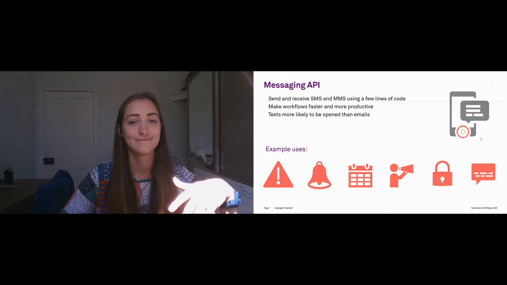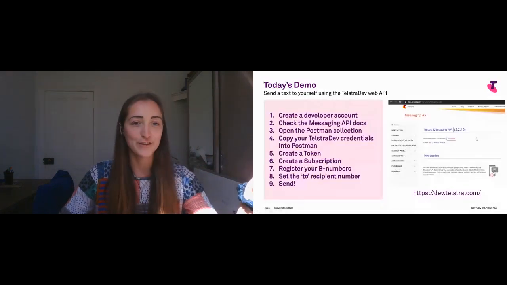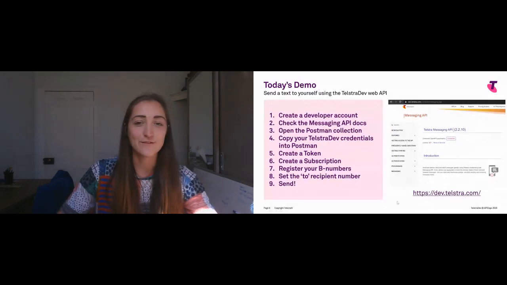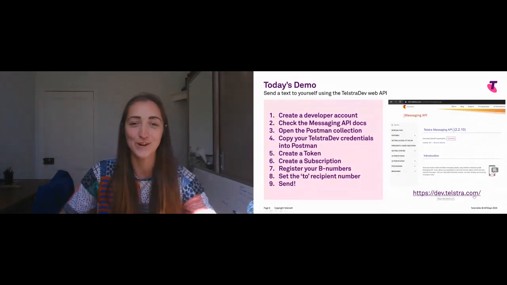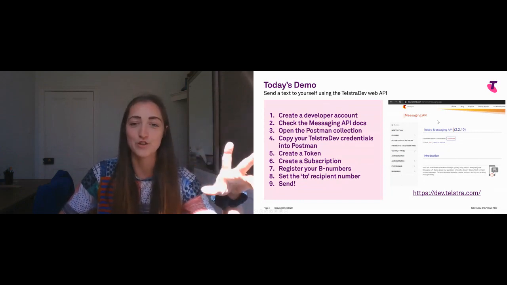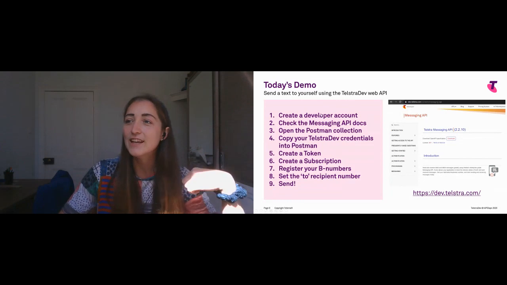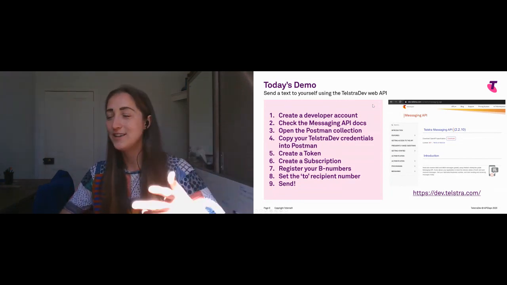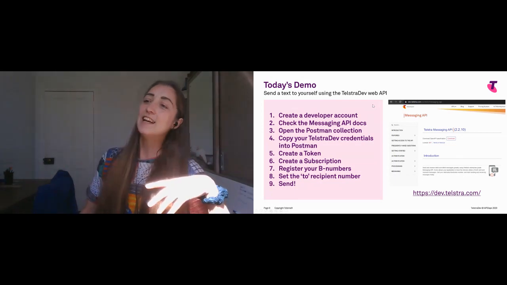All right, without further ado, let's show you, and follow along at home. So hopefully you have been able to create a developer account already, maybe while I was talking. If not, head to dev.telstra.com and sign up for your free account. When you have a developer account, you'll get access to the messaging API free trial automatically. So in less than 10 steps, we're going to be able to send ourselves a text using the API just to show how easy it is to get started.